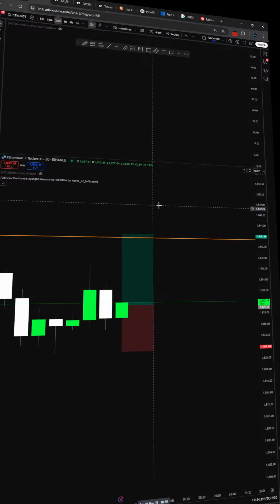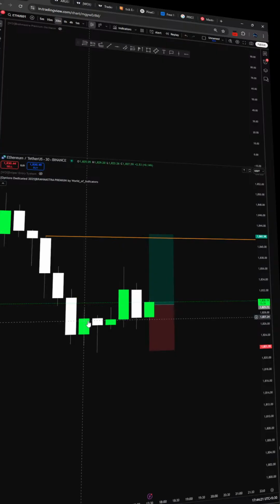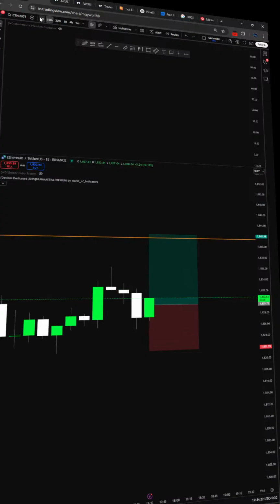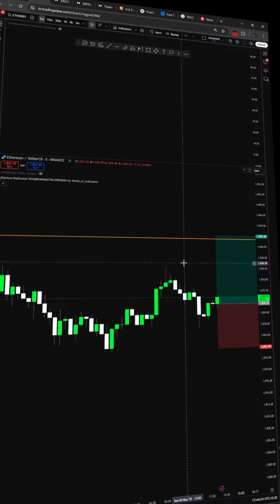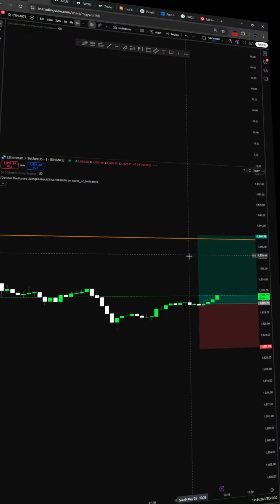The market has already taken this liquidity. This is the 30-minute time frame. This liquidity grabbed. So the above target is already mentioned. Okay, you can plan it.